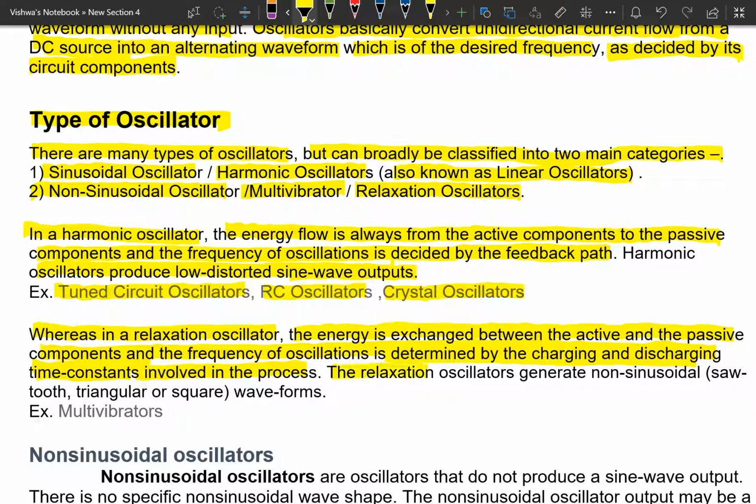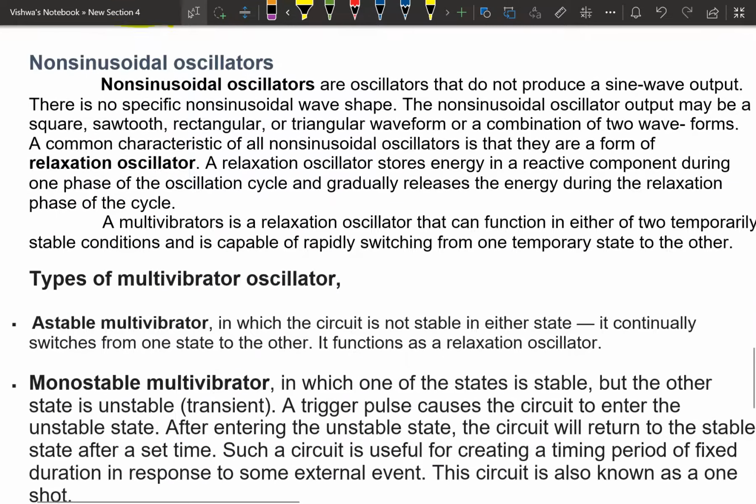The relaxation oscillators generate non-sinusoidal waveforms, like sawtooth, triangular or square waveforms. The main thing is the non-sinusoidal oscillators do not have a particular wave shape, but they produce some kind of waveforms, like sawtooth, triangular or square waveforms. The example is multivibrators. This is about the concept of oscillators and the classification of oscillators. Now our syllabus starts from non-sinusoidal oscillators.